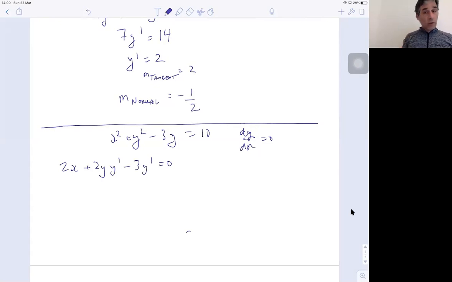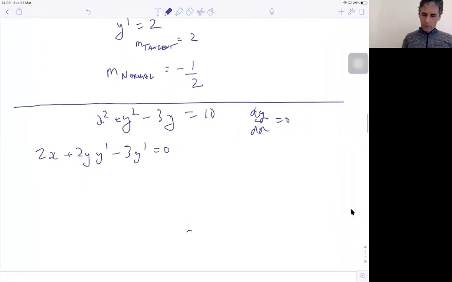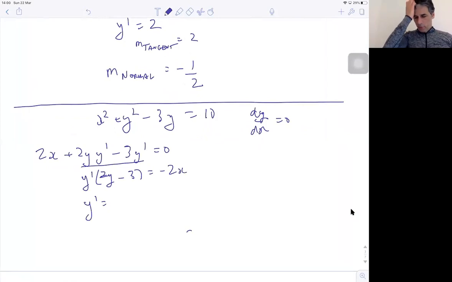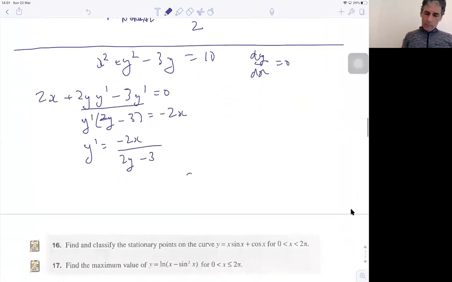Okay, so now we need to solve for y prime because I don't have an x and y coordinate to plug in. Let's work on that here. I'm going to factor out a y prime from these two expressions right here. That leaves me with 2y minus 3, and we'll bring the negative 2x to the other side. So y prime times (2y minus 3) is equal to negative 2x, so y prime is minus 2x over 2y minus 3. Now, I want this to be equal to 0. To make the fraction equal to 0, it must be that the numerator is equal to 0. So that means that minus 2x is 0, or x is 0, okay?